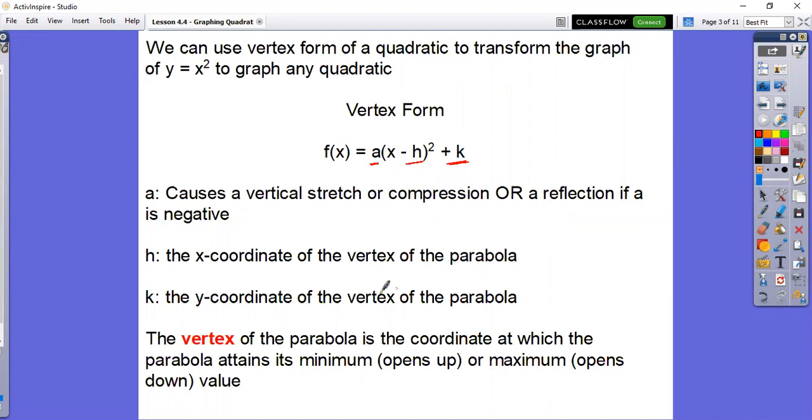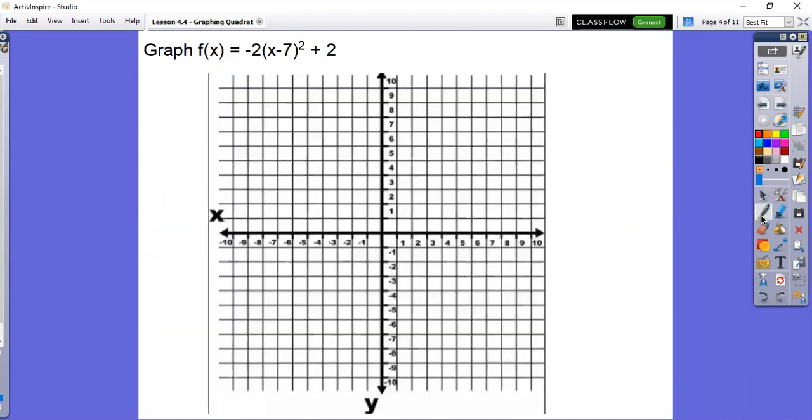So let's take a look. Oh, and also, I think we've mentioned this before, but the vertex of the parabola is the coordinate at which the parabola attains its minimum value if it opens up, or its maximum value if it opens down. So it's the point at either the very top or the very bottom of the parabola. So let's take a look at one.